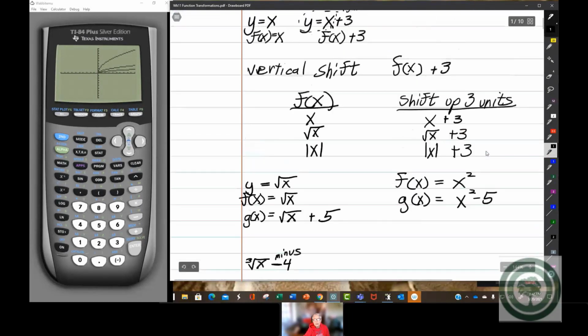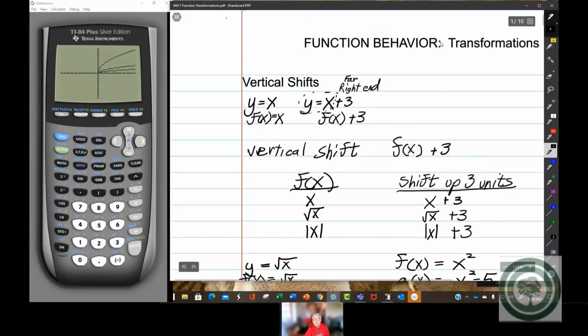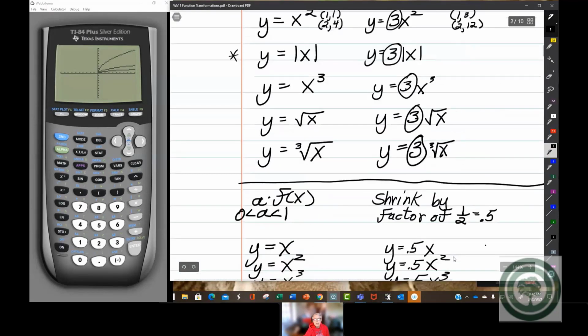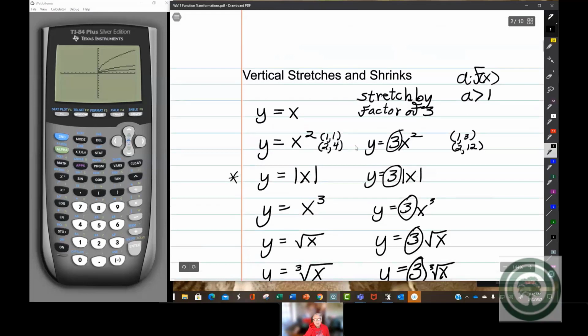So we've talked about a vertical shift where you physically move the graph up and down, and a vertical stretch and shrink where you keep the graph in the same place, but you stretch it up or you shrink it down.